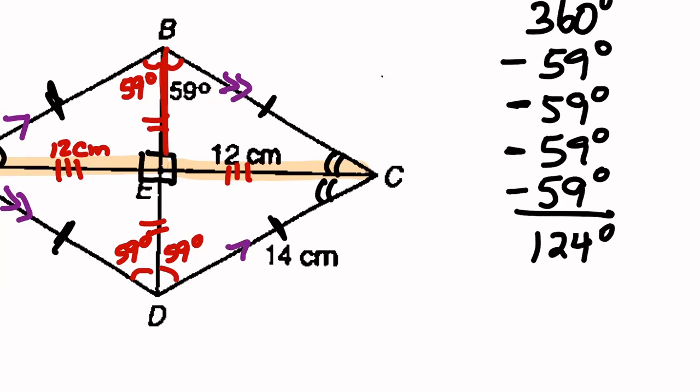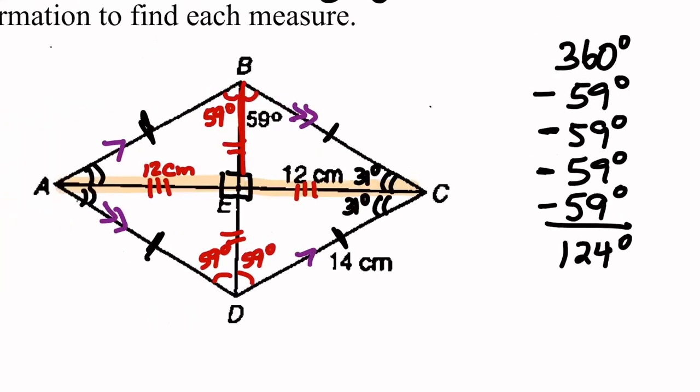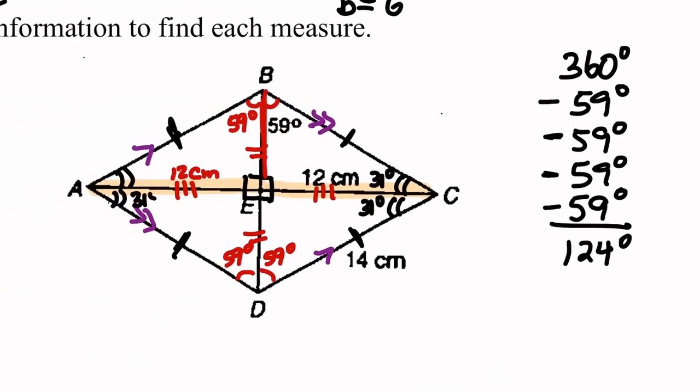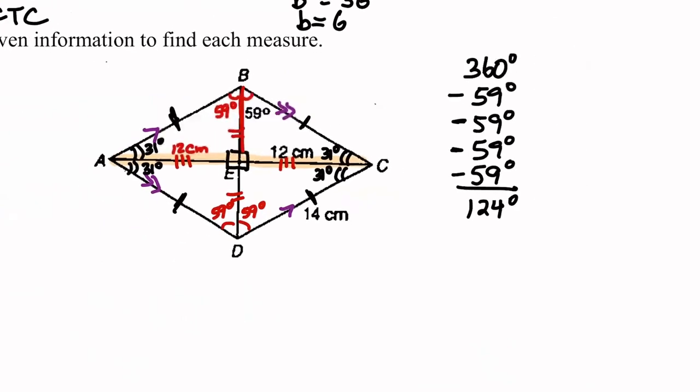90 plus 59 is 149. Subtracted from 180 is going to be 31. Right, so that would make each one of these 31 degrees. 31, 31. Since we know they're all congruent, they're all 31. Or I could have just taken this and divided it by 4. And that would have given me 31 degrees. Either way, we got what we were looking for.